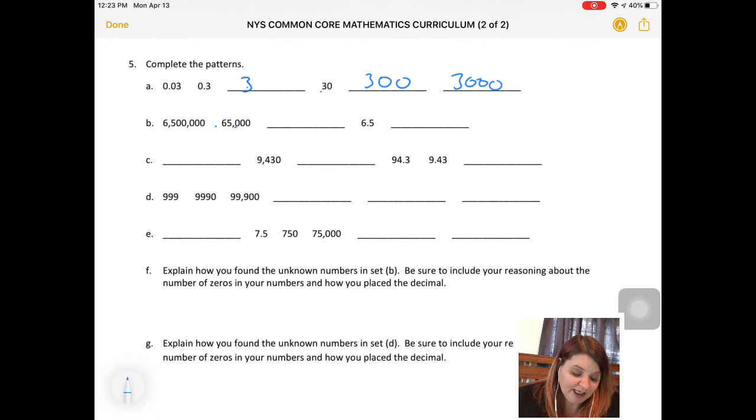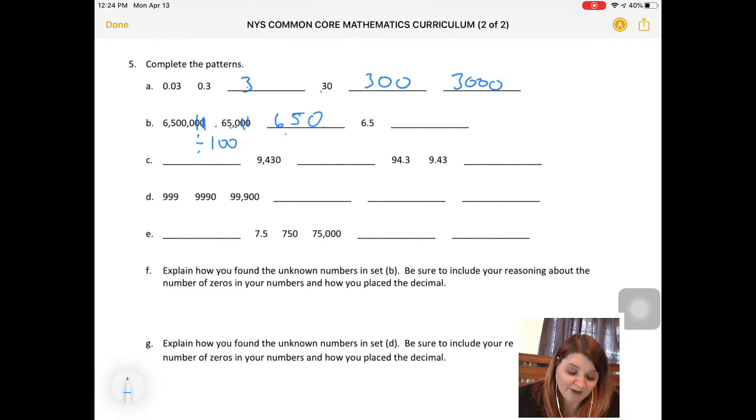6,500,000 divided by 10, you would take away a 0. So this is actually going to be divided by 100 because we're taking away 2 zeros to leave those 3. So that means we're dividing by 100 if we're taking 2 zeros away. So 65,000 divided by 100 is going to be 650.